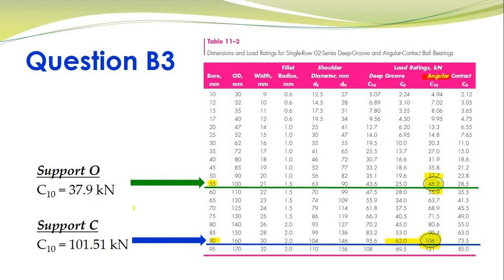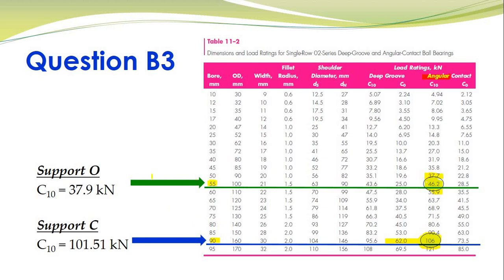In this case it does not specify to select one bearing that can be used for both the supports. If that was the case, then you would have used a bearing with a bore size of 90, because at support C it would have been able to sustain the load of 101.51 kilonewton, and at support O it would have been almost 3 times the required. But I cannot choose a bore of 55 and use it at support C, because it can only cater for 46.2, but at support C my catalog rating is 101.51 kilonewton, so it would have failed.